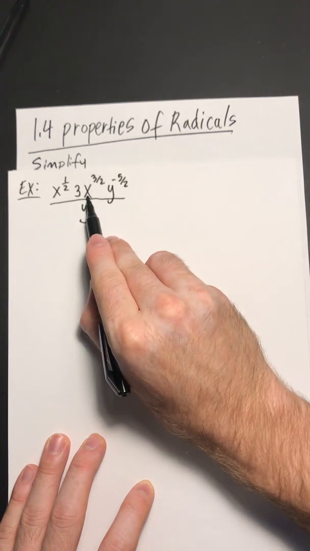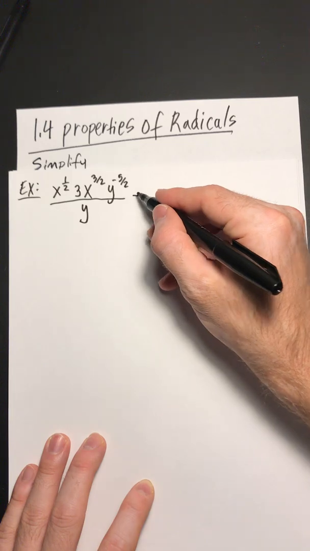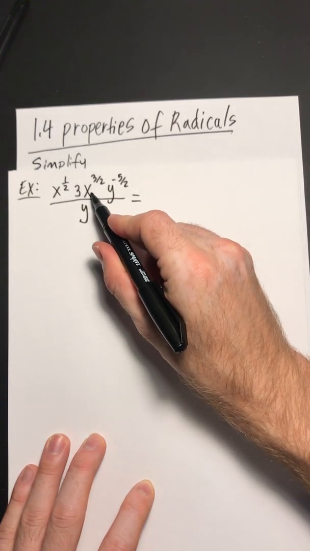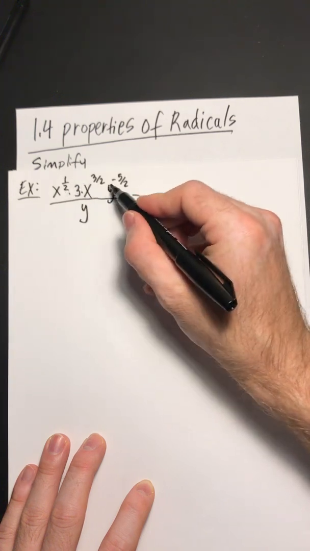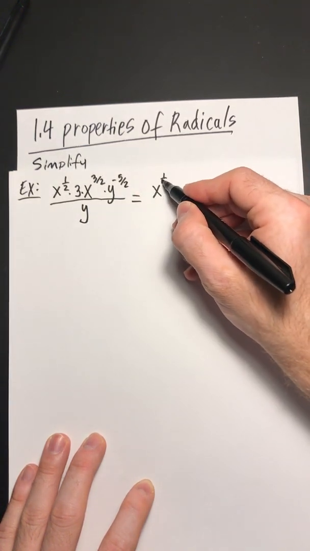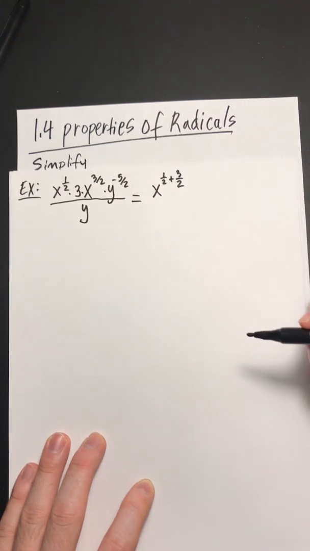Same base, what do we do? We add the exponents, all right? So let's do that real quick. I've got x to the 1/2, and I have an x to the 3/2. So that's x to the 1/2 plus 3/2, okay?